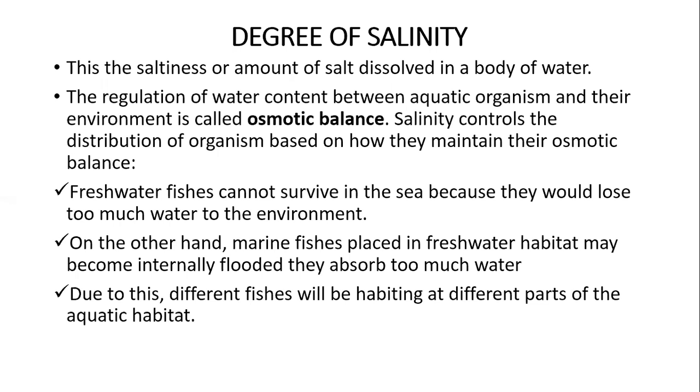Now, this salinity controls the distribution of organisms based on how they maintain this osmotic balance. How? One, let's look at these freshwater fishes. Now, when I say freshwater, in the aquatic habitat, there are two types of specified habitats. We have the freshwater habitat, then the marine or salt water.